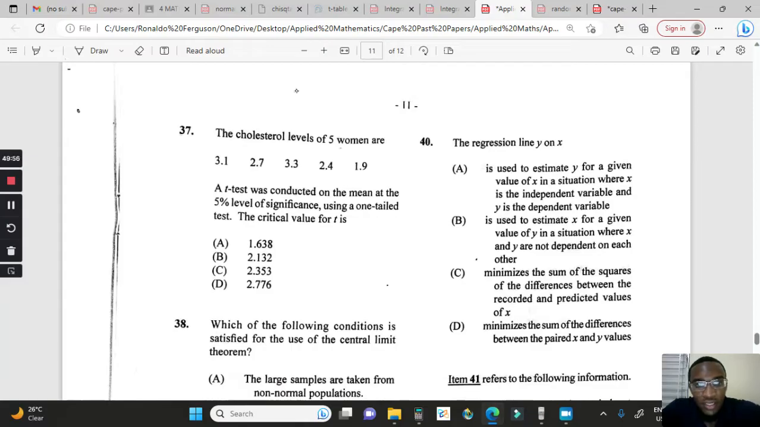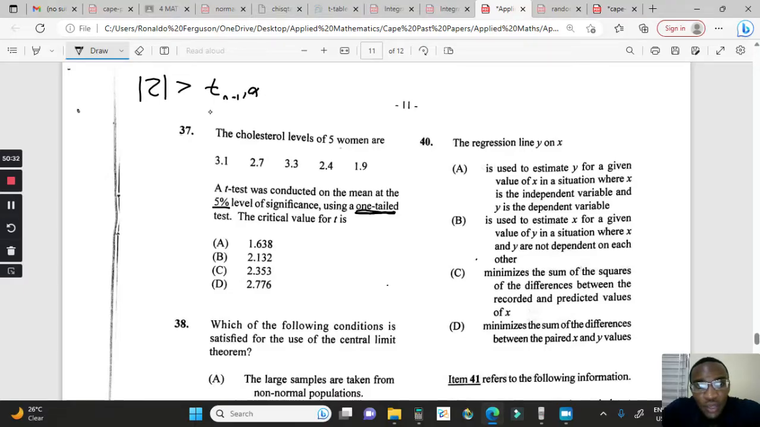Number 37, another t-test. Why so much t-test? So now it says a t-test was conducted at 5% significance level using a one-tail test. So if we're using a one-tail test at 5%, this is what we call the rejection region. In hypothesis testing, we reject when t is greater than the critical value. We use n minus 1 degrees of freedom.